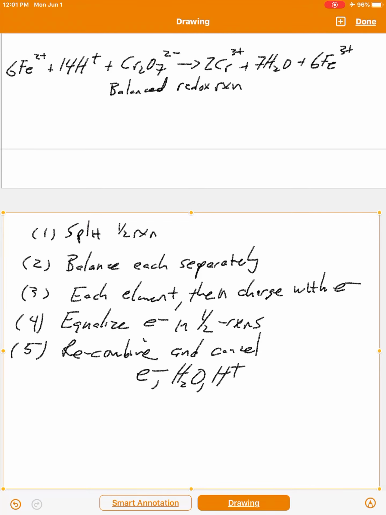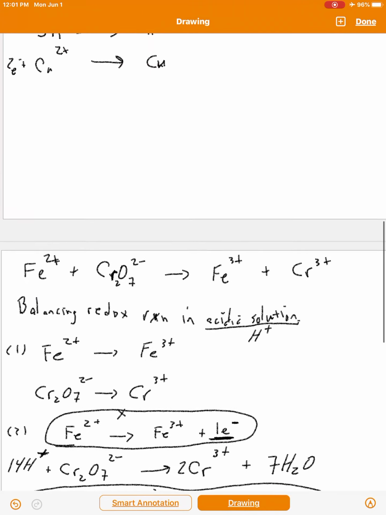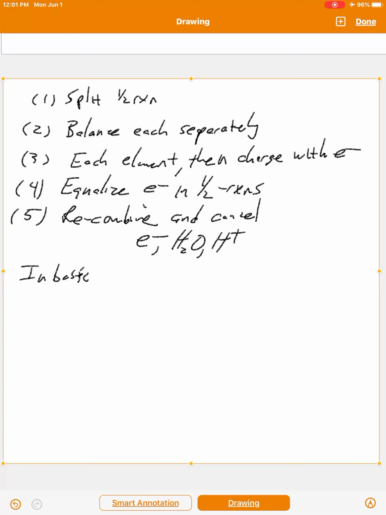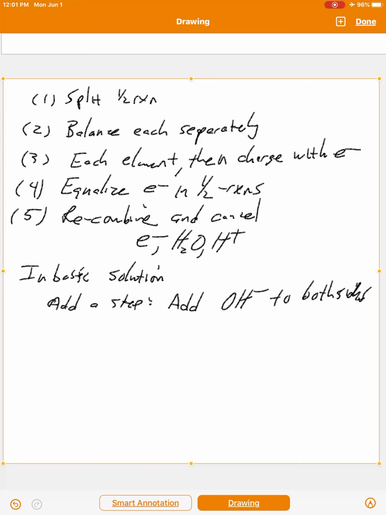Okay? Now that's how you do it in a half reaction method in an acidic solution. I'm going to make one quick point. The sample problem goes into basic solution, but if it says in basic solution, you have one more step. After you do everything that you've done so far, 1 through 5, you add OH minus to both sides. And cancel the H pluses.